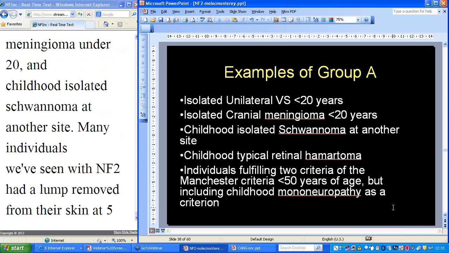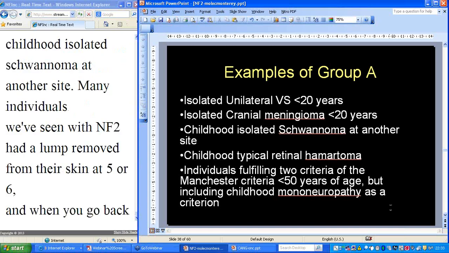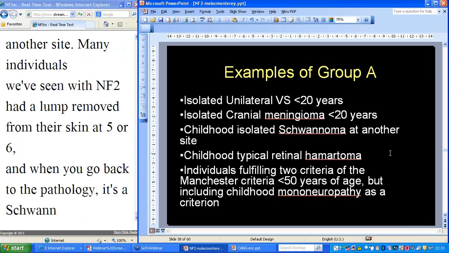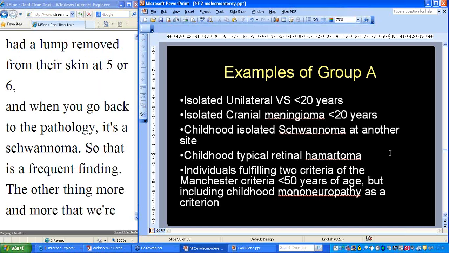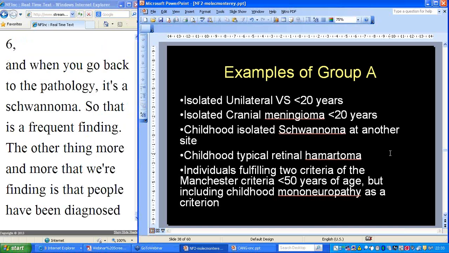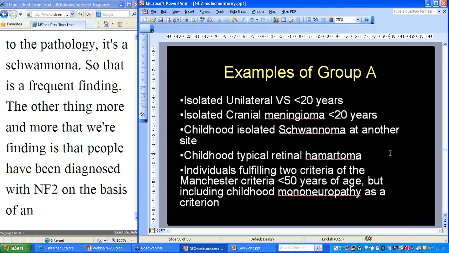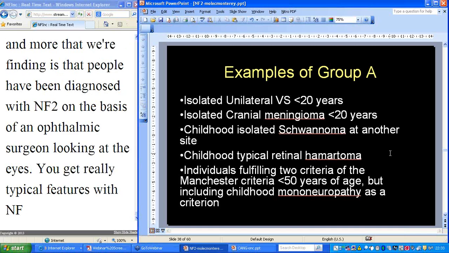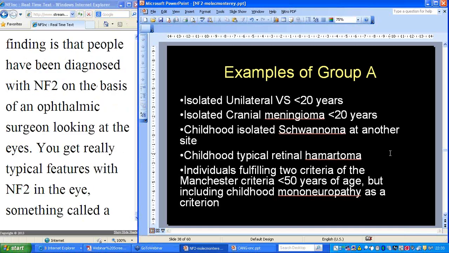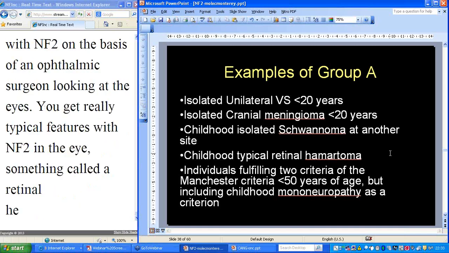And so that is a frequent finding. The other thing more and more that we're finding is that people are being diagnosed with NF2 on the basis of an ophthalmic surgeon looking at the eyes. You get really typical features sometimes with NF2 in the eye, something called a retinal hamartoma, which is a benign, harmless change at the back of the eye, and also you can get early cataracts.